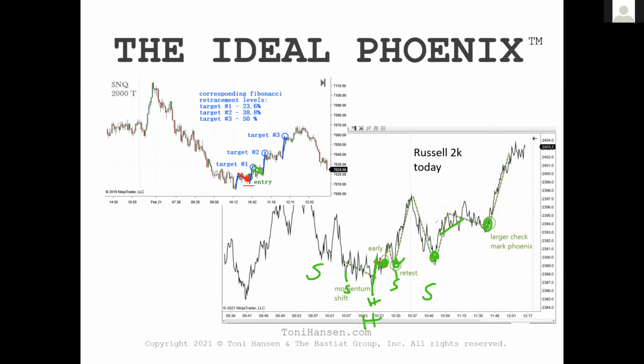This particular Phoenix is a combination of two types of Phoenixes. It's part of a checkmark Phoenix, which looks like this, this portion, but it also has what we call a chevron Phoenix in here as well. These are some advanced Phoenixes. I'm not going to get too much into those here today, but you're still going to be looking for your main support channels.